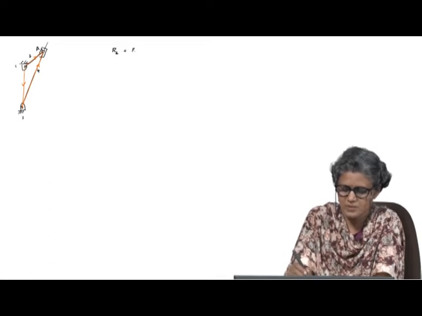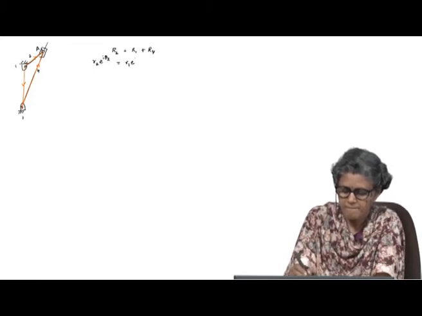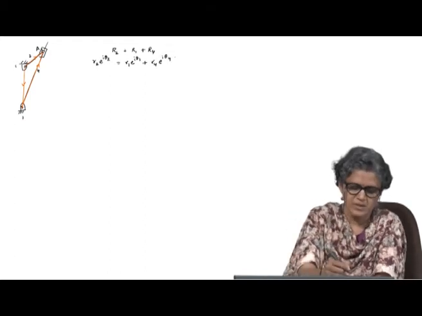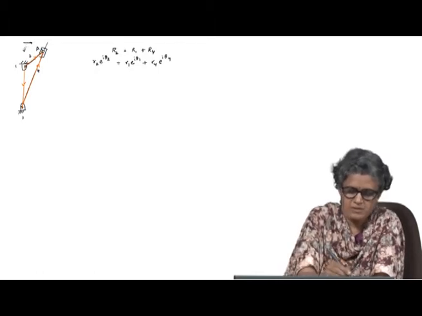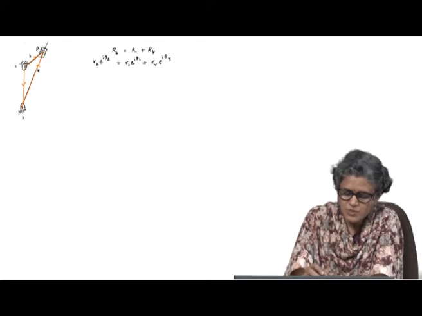So, we have R2 equals R1 plus R4. Here I am assuming my coordinate system like this. So, thetas are all measured accordingly.